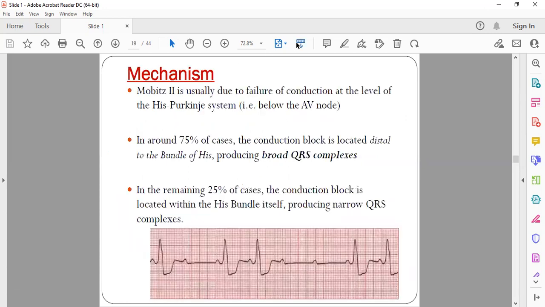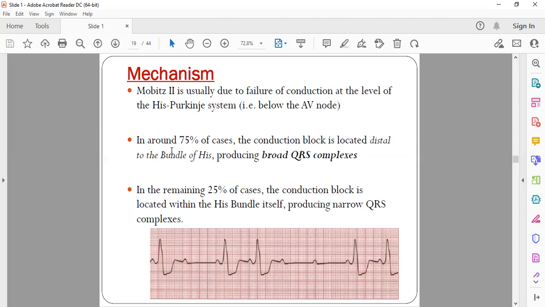Okay. So Mobitz type 2 is basically because of the failure of conduction, which most commonly occurs at the level of the His-Purkinje system, that is below the AV node. So current normally passes from the SA node to the AV node, and from the AV node to the bundle of His. If there is a defect in the bundle of His or Purkinje system, this gives rise to Mobitz type 2 heart block. In 75% of cases, the conduction block is located distal to the bundle of His.